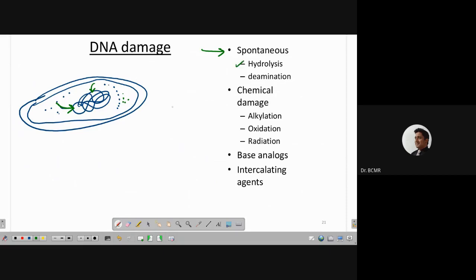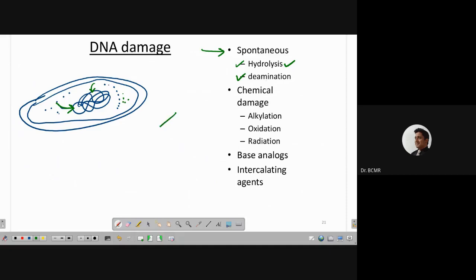When you say the bases can, I think in the next slides we will check that out, where there can also be loss of a whole base, or loss of some groups, something like deamination, and that is also a damage, right? Demethylation, if it happened, that is also a damage.